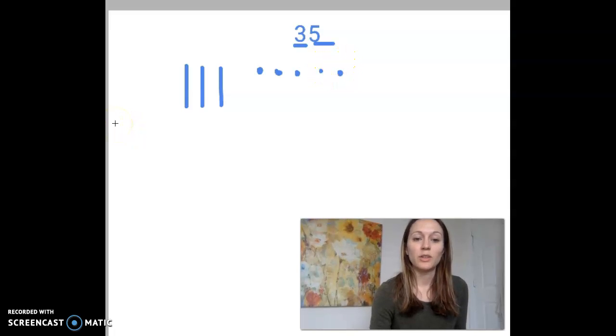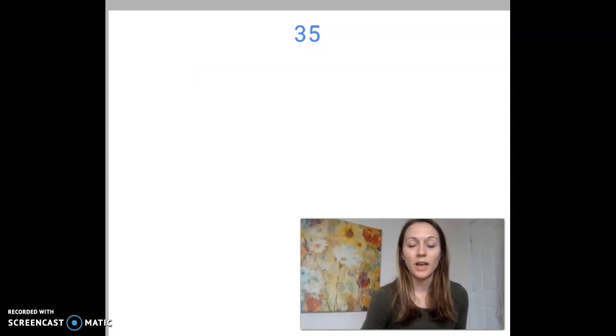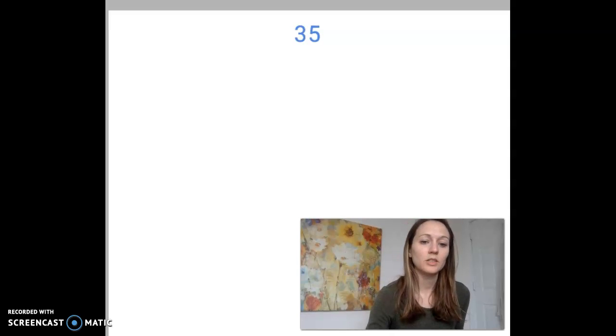I just drew the number 35 using my base 10 symbols. I use the lines as tens and the dots as ones. We are going to continue practicing drawing numbers like this because this is going to help us when we start adding 2-digit numbers with 1-digit numbers. So let's try a different number.